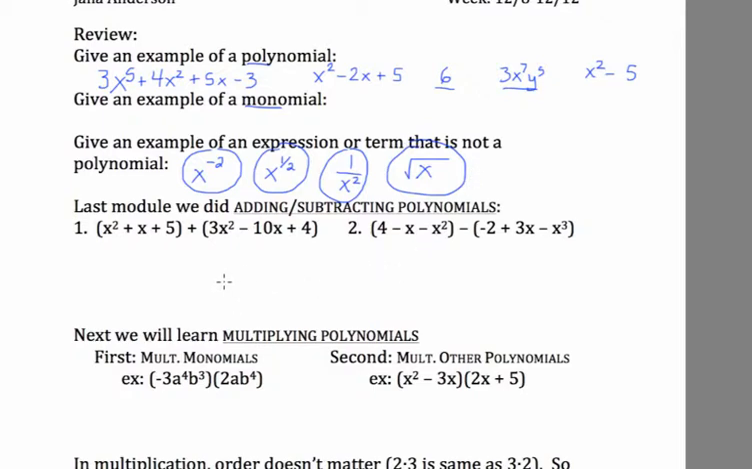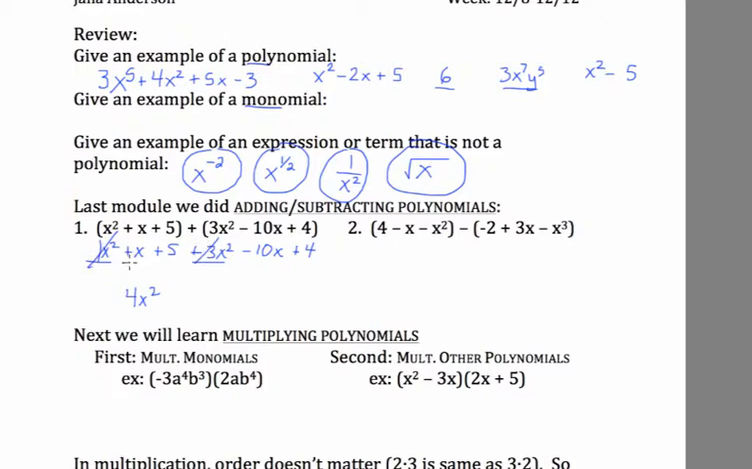So last module, we did adding or subtracting polynomials. So if you look here, everything is all added, subtracted. There's no multiplying of terms here. So I can rewrite this without the parentheses. Sometimes I don't even rewrite it. And then I just go through and add up my like terms. So I notice that I have a positive 1x squared and a positive 3x squared. When I add those together, I'll get 4x squared.